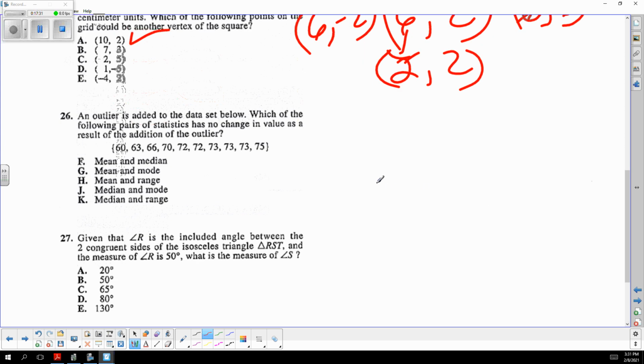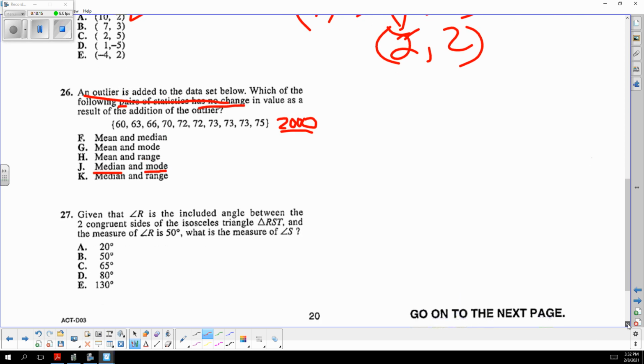Outlier, this is the Bill Gates problem. I'm adding an outlier to the data. So I'm taking a number like 2,000 and adding it to it. The outlier does not belong with the players. So what's going to change? Which of the following has no change in value? Well, the average, the mean, changes, but what does not change is the median. The middle is still going to be in there. And the mode is the mostest. He's not going to change the mostest, right? So the answer is J.